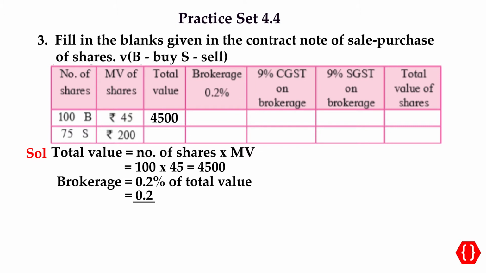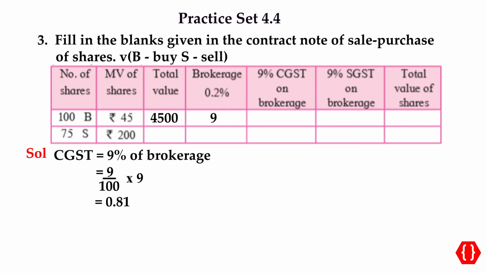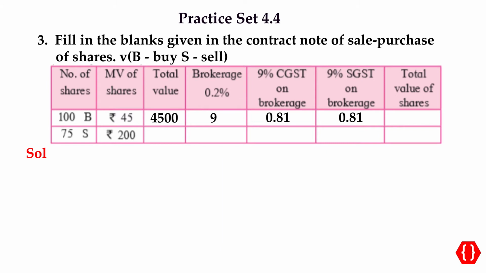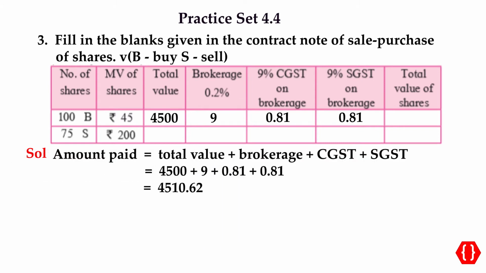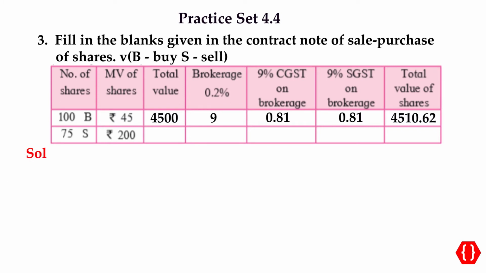Let's find out the brokerage, that is 0.2%. 0.2% of total value, we get 9 rupees as brokerage. Let's find out the 9% CGST on brokerage. That is, we get 0.81. 9% SGST on brokerage, we get 0.81. Now we have to add total value plus brokerage plus CGST plus SGST. So the total amount paid is 4510.62 rupees.